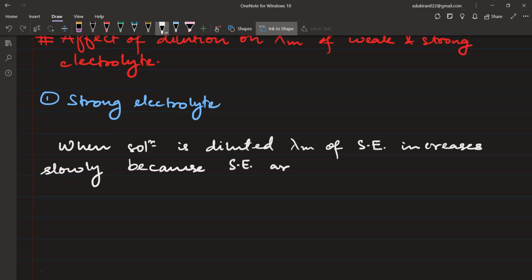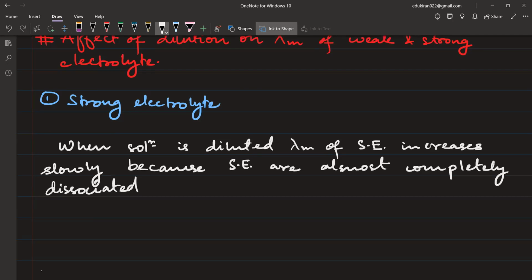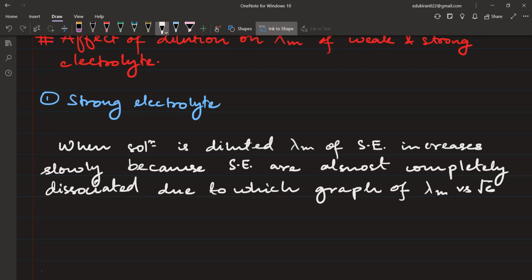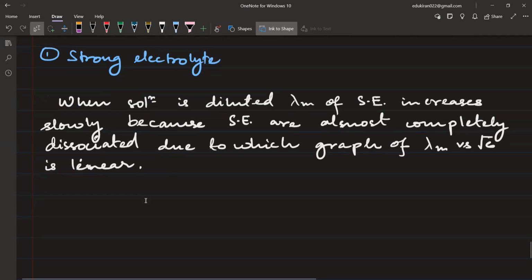It increases slowly because strong electrolytes are almost completely dissociated, due to which the graph of molar conductivity versus the root of concentration is linear. Okay, it is linear. Keep this in mind.